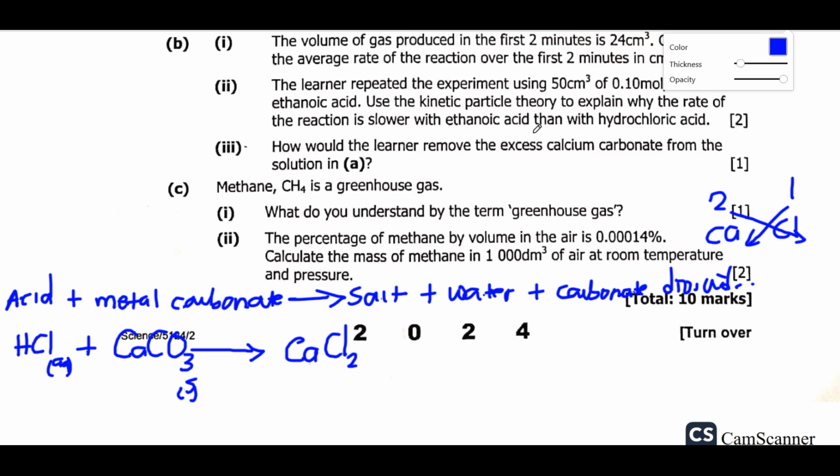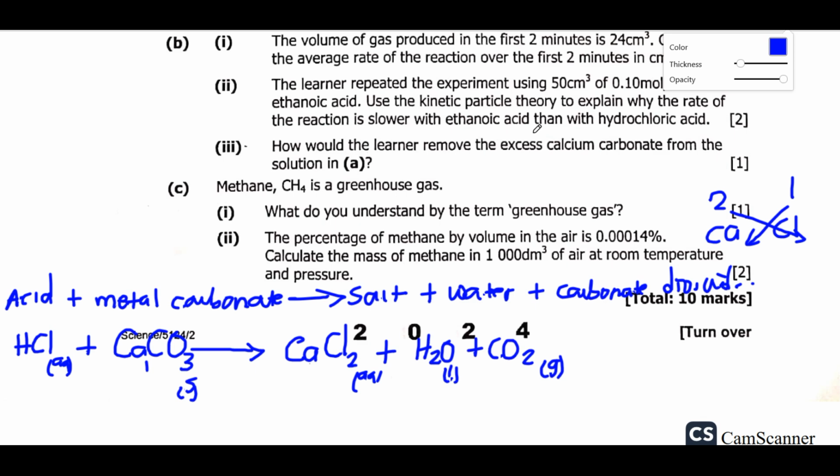So this will be aqueous, plus water is known, H2O, plus carbon dioxide, CO2. So we've written the chemical equation, but we just need to make sure that this equation is balanced. So we can see that the calcium, there is only one here, there is only one here. So the calcium is balanced.